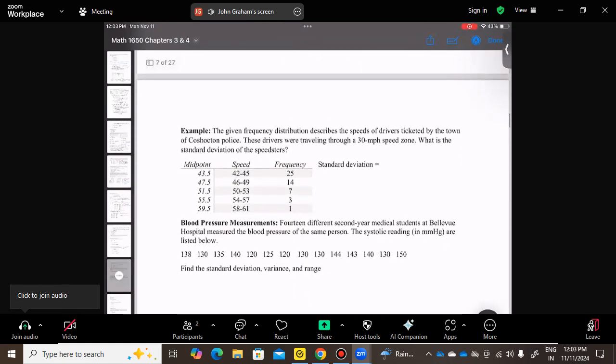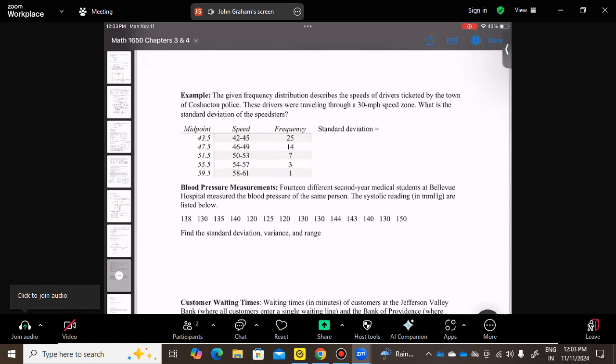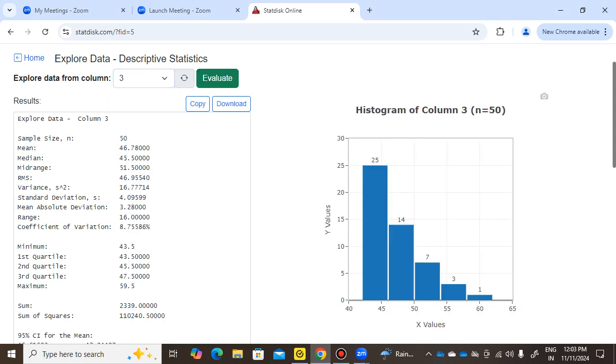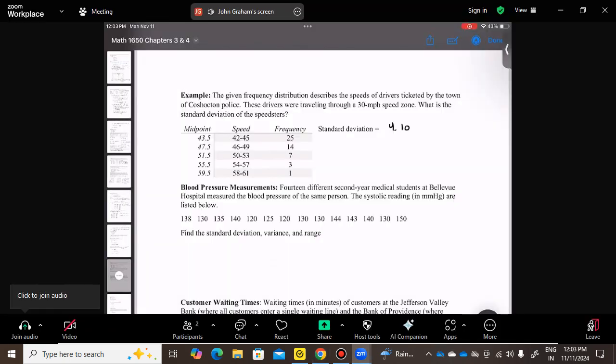So now we'll look at the Coshocton Police again. We'll look at the values and find the standard deviation for it. So this was column 3. 46.78 was the mean. Standard deviation was 4.096, or we can say this is 4.10. We will do more with that a little bit later, but for right now, that's how you find the standard deviation for that one.